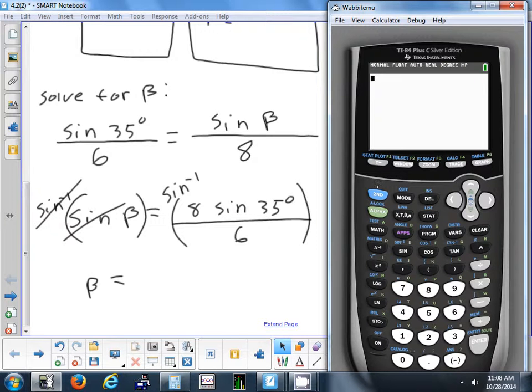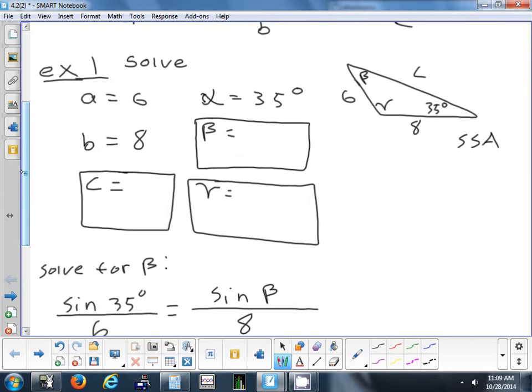All right, so we got inverse sine of 8 sine 35. Make sure you close your parenthesis. Divided by 6. Yep, thank you. That should be inverse. So inverse sine of 8 sine 35 over 6, and we get 49.886. So it's definitely not no solution. We just got an answer, 49.886. So I'm going to write it in the table.